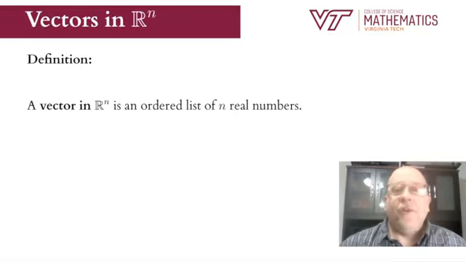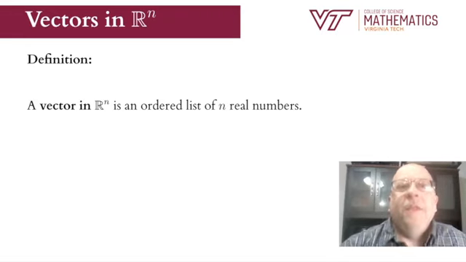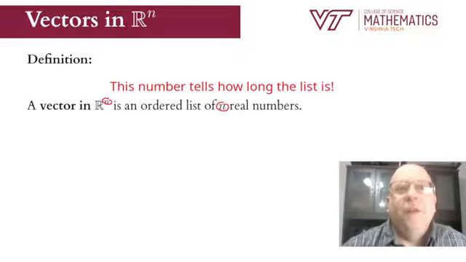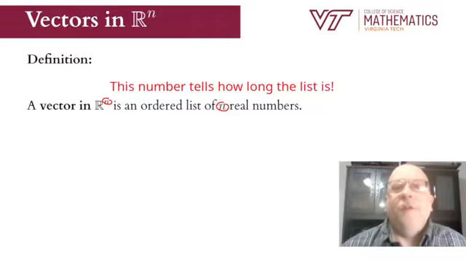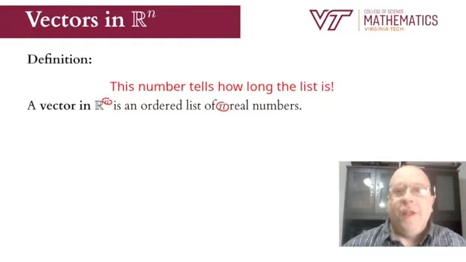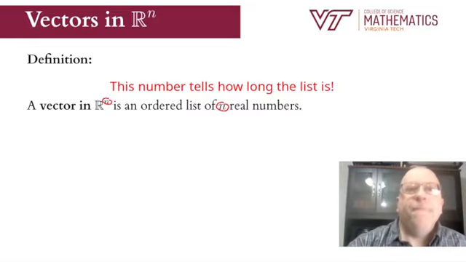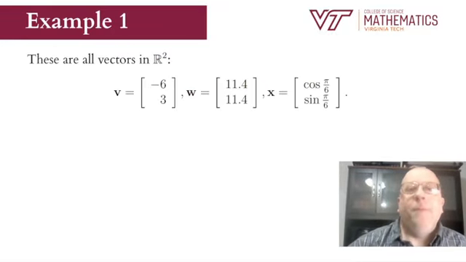A vector in Rn is an ordered list of real numbers. The n in the superscript tells us how long the list is. And so when we say a vector in R3, it's a list of three real numbers. So for example, these are all vectors in R2.